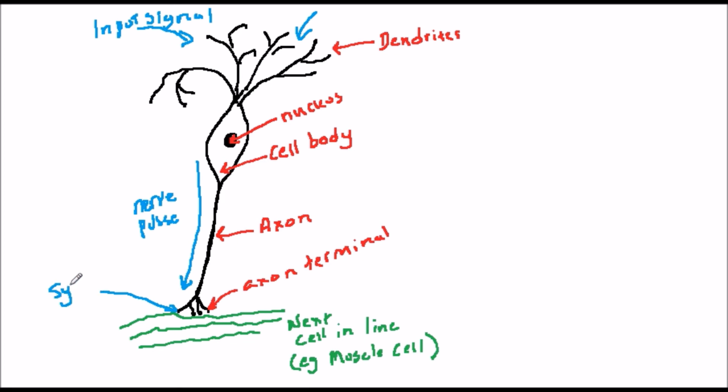There is normally a small but important gap between the end of the axon, called the axon terminal, and the next cell in line. This is called the synapse, and we'll discuss its impact in later videos.